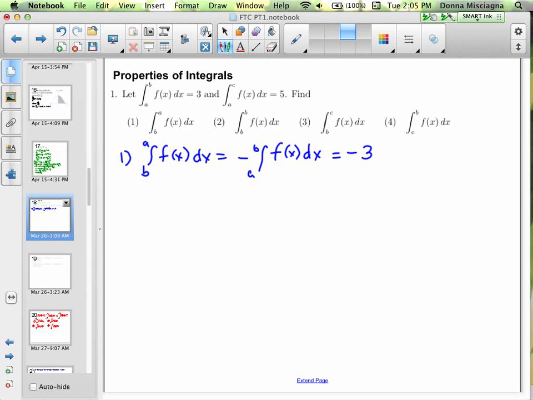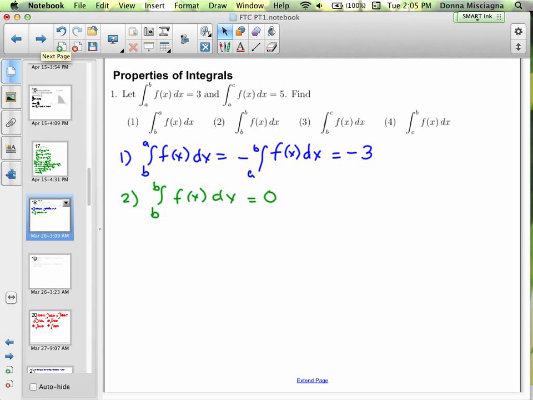Next one. All right, so we have the integral of f of x dx from b to b. Well, since the change in x and the limits of integration is 0, so is the definite integral. And that one's done.